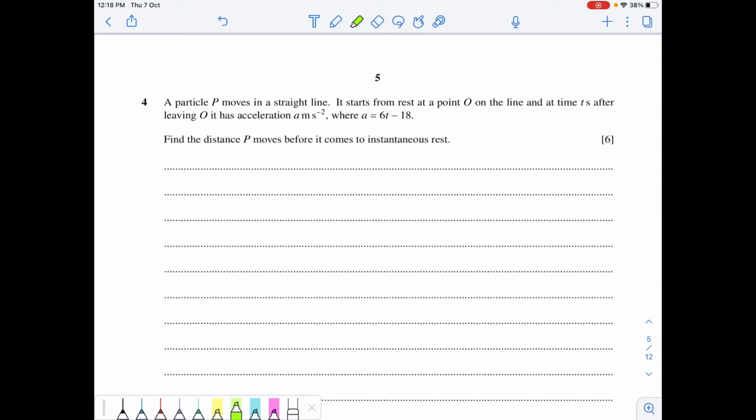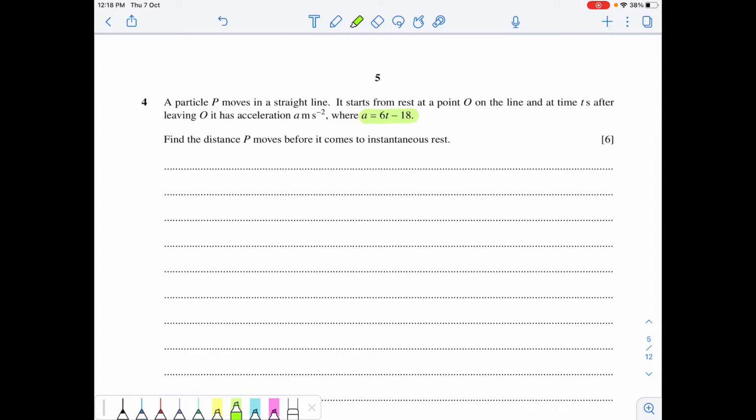Okay, on to question 4. In question 4, we have a particle P moving in a straight line. It starts from rest at a point O on the line, and at time t seconds after leaving O, it has an acceleration given by the equation a equals 6t minus 18. Okay, and they say find the distance P moves before it comes to instantaneous rest.